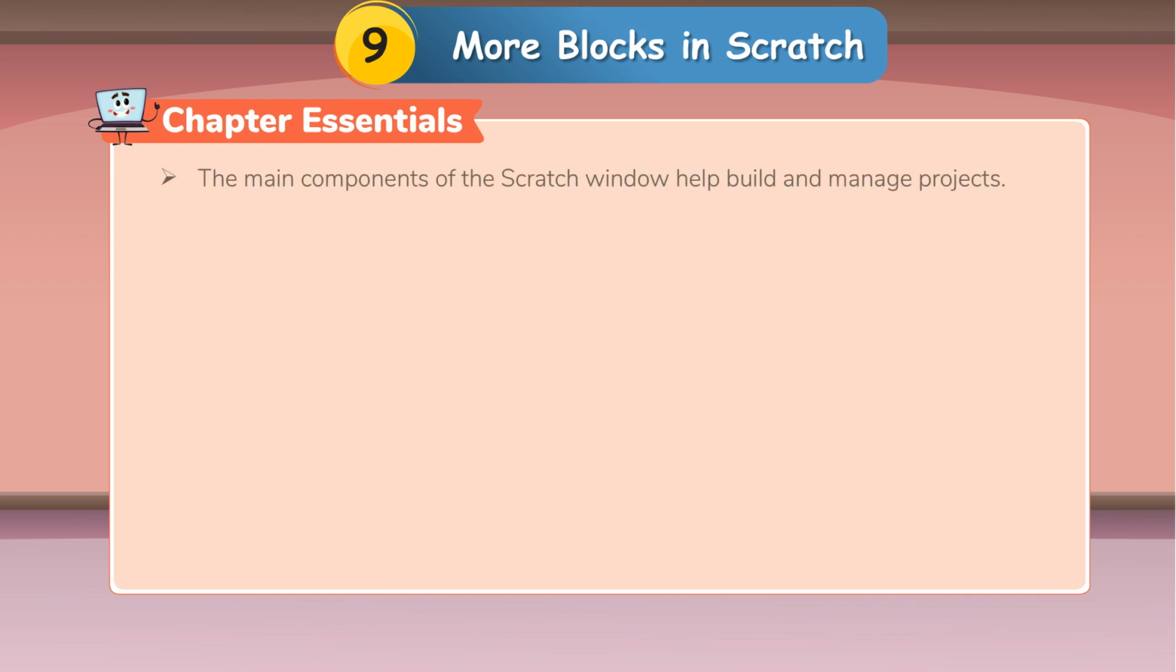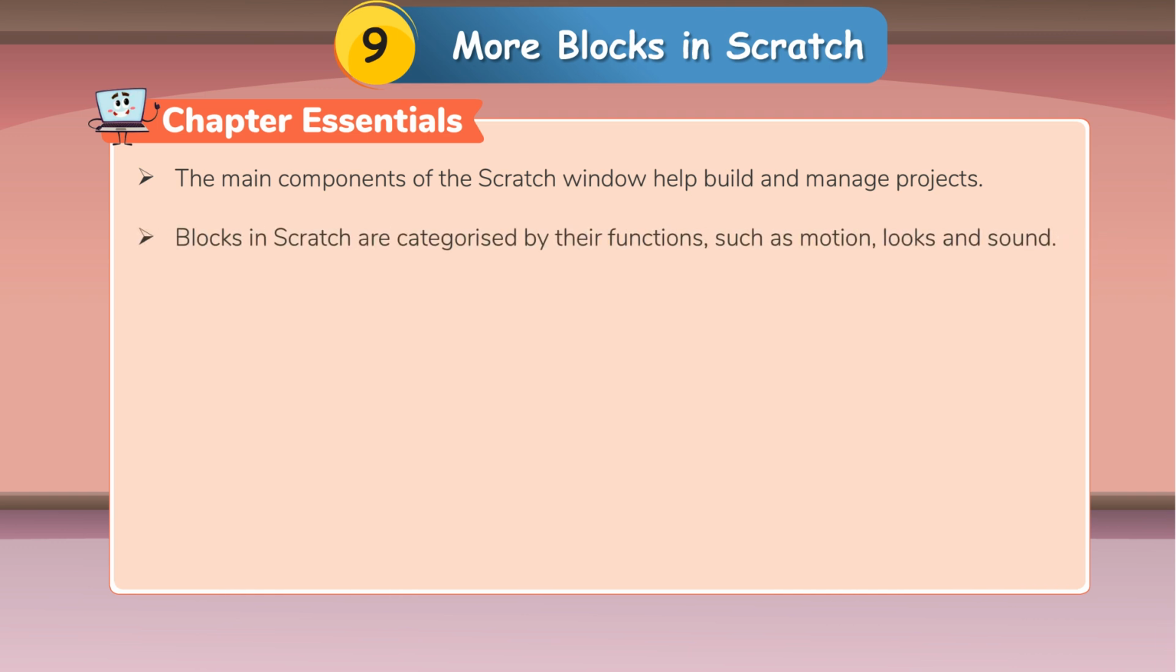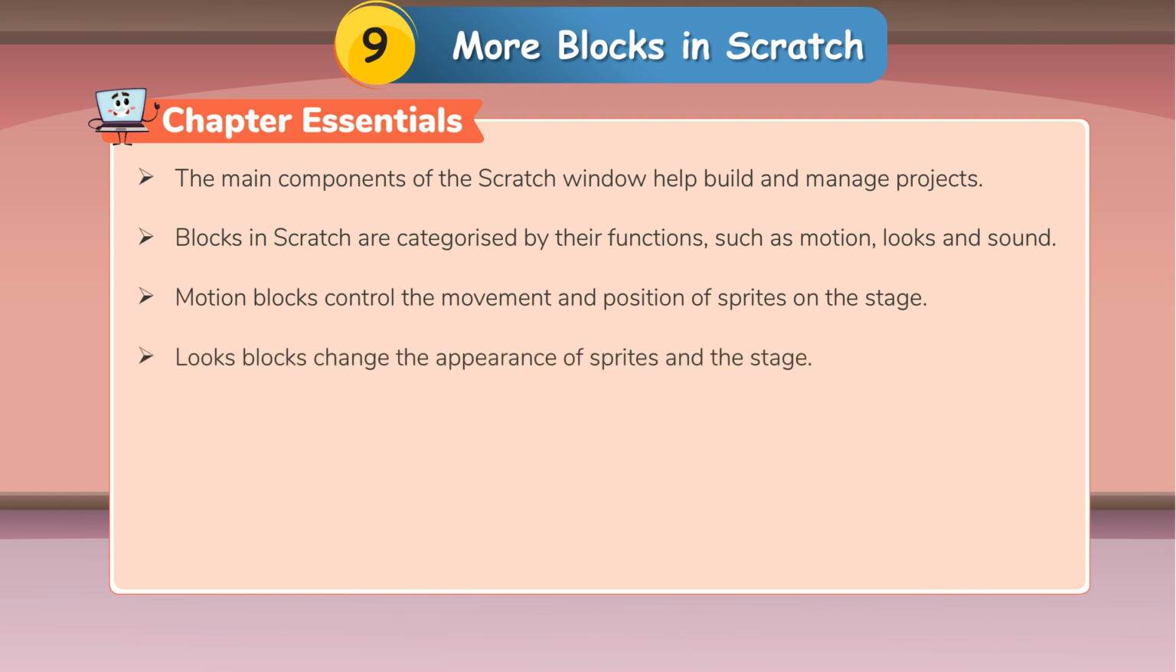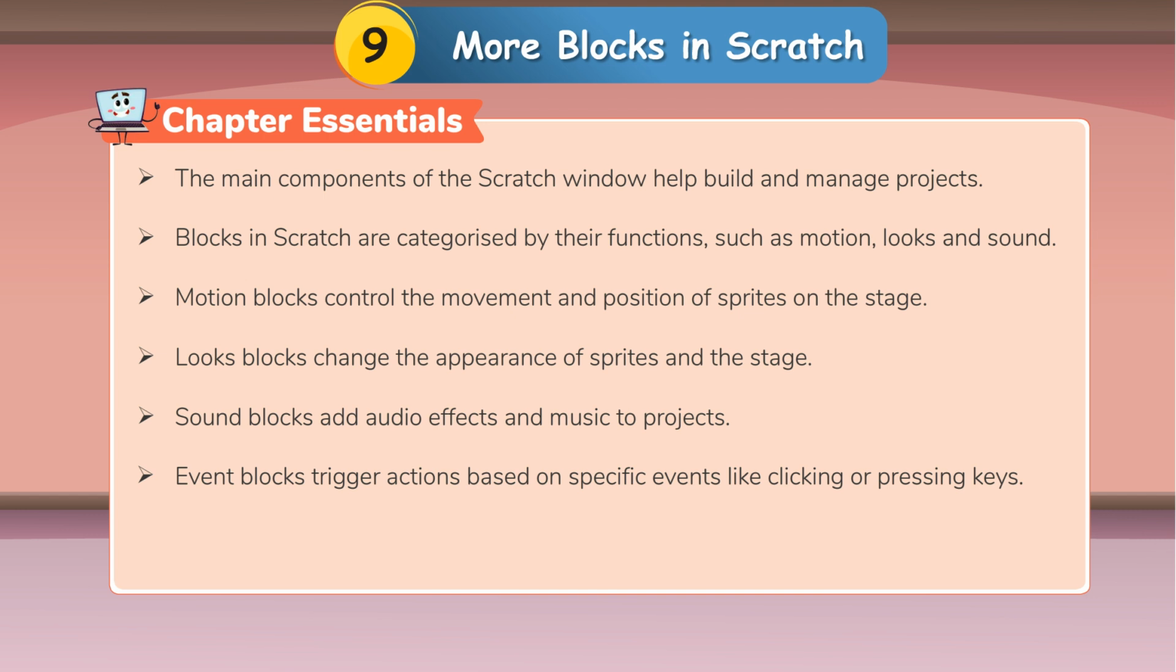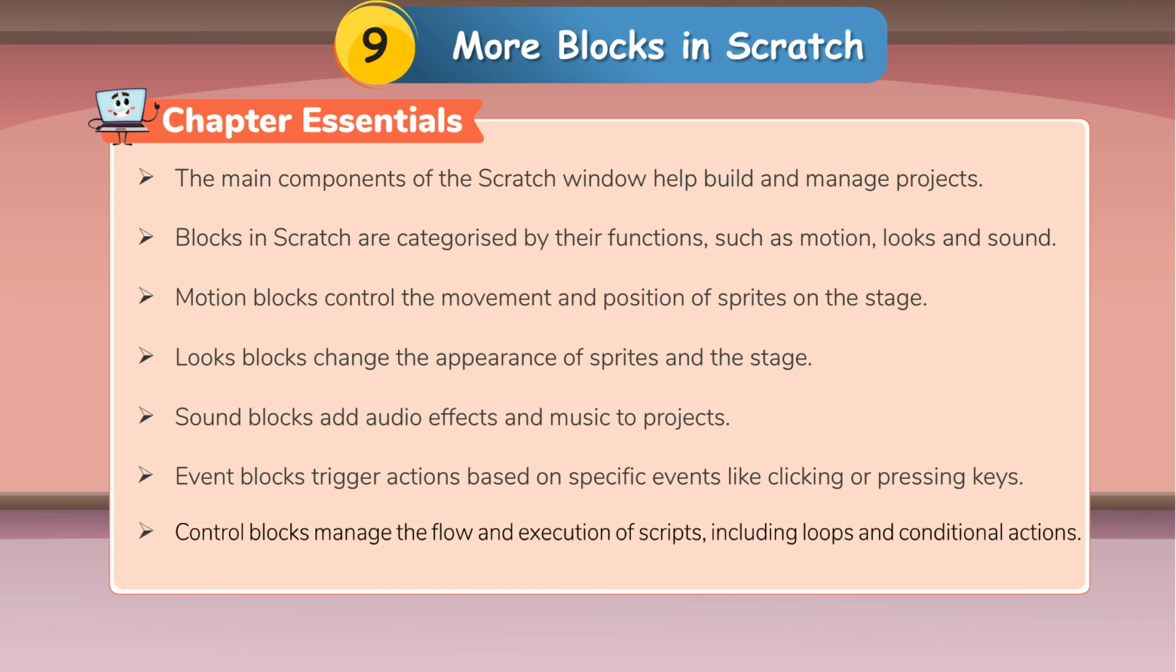Chapter Essentials. The main components of the Scratch window help build and manage projects. Blocks in Scratch are categorized by their functions, such as motion, looks, and sound. Motion blocks control the movement and position of sprites on the stage. Looks blocks change the appearance of sprites and the stage. Sound blocks add audio effects and music to projects. Event blocks trigger actions based on specific events, like clicking or pressing keys. Control blocks manage the flow and execution of scripts, including loops and conditional actions.